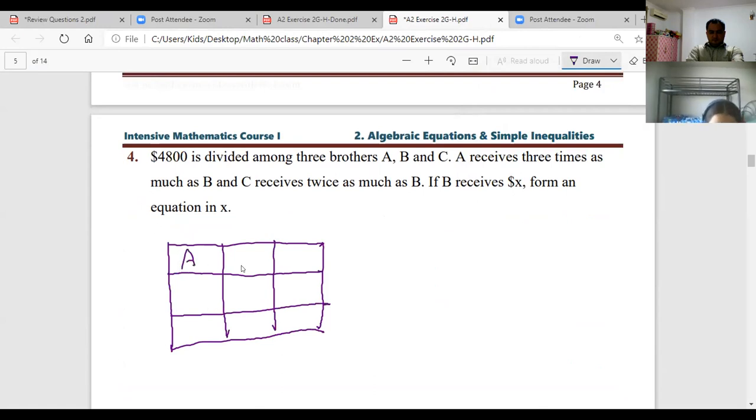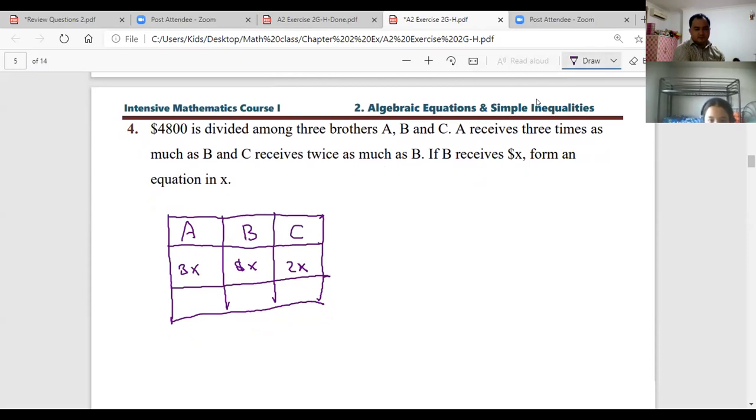So this is A, B, and C. A receives three times as much as B. So B equals X dollars. Okay, very good. And A equals 3x, and C equals 2x. If B receives X dollars, form the equation in X. So it's 3x and 2x.